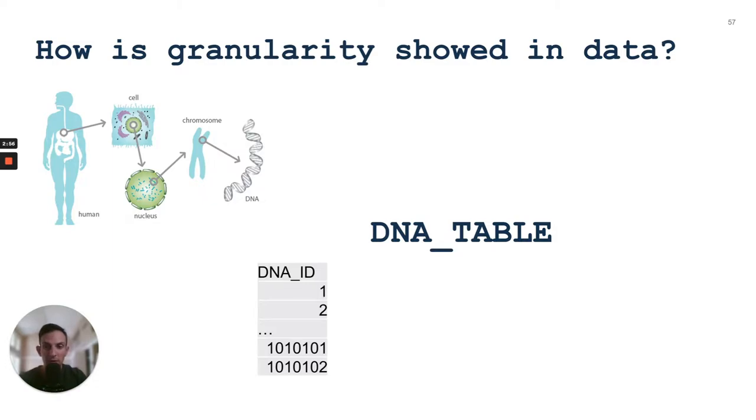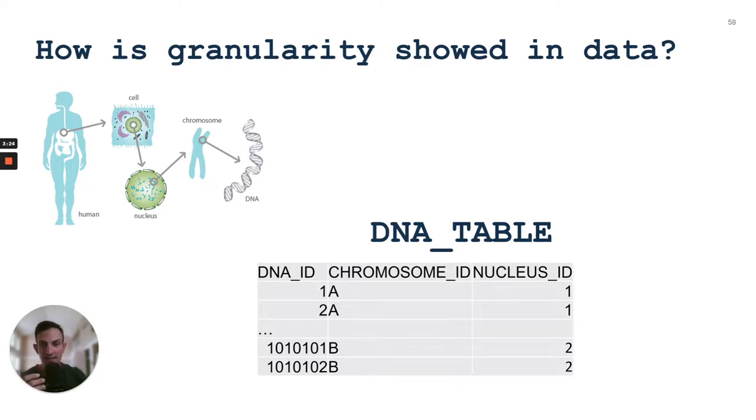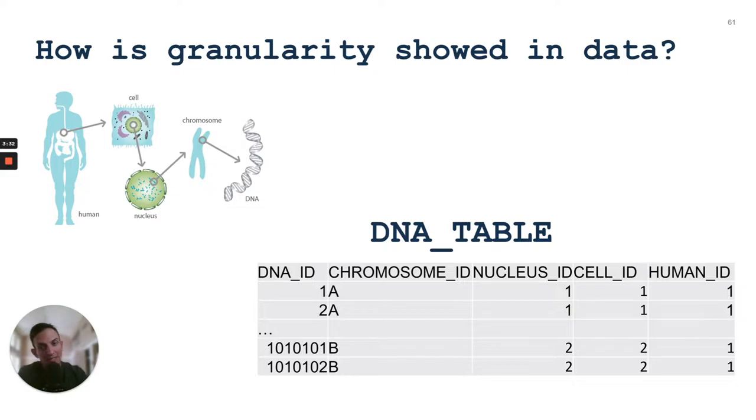So how is granularity shown in data? Well, look at it this way. If you were to record every strand of DNA in your body, you'd probably have a very gigantic table, numbering in the billions, if not trillions. I'm not sure how many DNA are in a human being, but I'm sure there's a lot, probably more than a billion or a trillion. And each row would represent a DNA strand, and you would get a corresponding chromosome ID that DNA is associated with. And then you'd get a corresponding nucleus ID and a corresponding cell ID and then a corresponding human ID. Human ID being one, meaning you're the one human for which this is being charted.